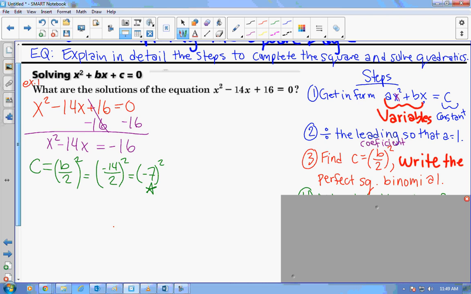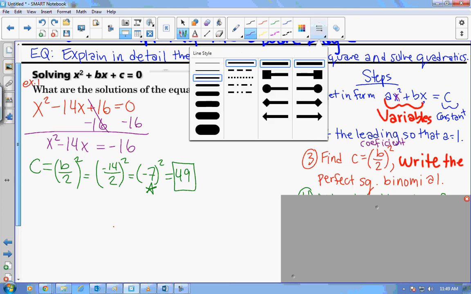And so when I simplify, I'm going to star that. Brooklyn? I'm going to star that because it's an important piece. Okay, catch up, please. What is negative 7 squared? 49, because negative 7 times negative 7 equals 49. This is your C part.